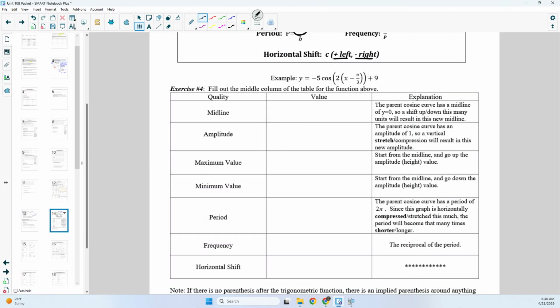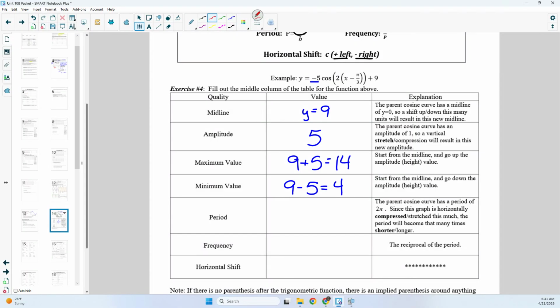So this is the sinusoidal equation, this cosine equation. Our midline is our vertical shift, so that would be y equals 9, and there's further explanations here if you want to read. So normal midline is 0, we shifted it up 9. Amplitude has to be positive height, so I'm going to do a positive 5. Max value, we have a midline and we're going up 5. Min, we have a midline and we're going down 5. So this is a 14 and a 4.